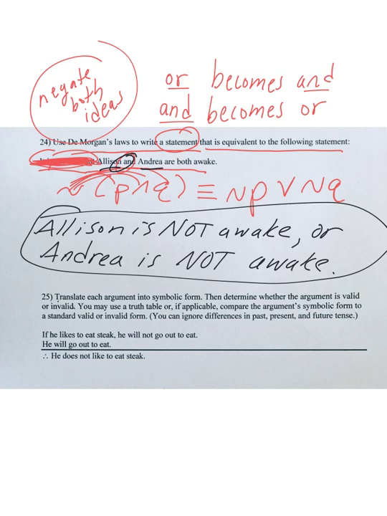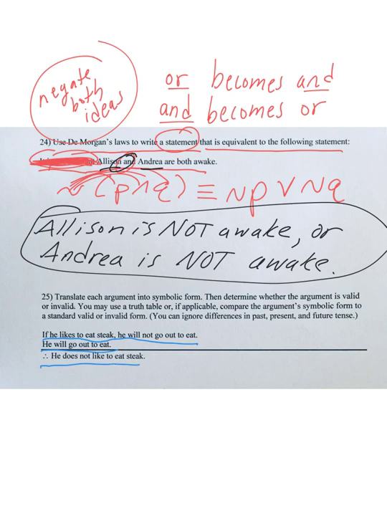Question 25, translate each argument into symbolic form, then determine whether the argument is valid or invalid. You may use a truth table or, if applicable, compare the argument's symbolic form to a standard valid or invalid form. You can ignore differences in past, present, and future tense. I took this example right from the MyMathLab homework. If he likes to eat steak, he will not go out to eat. He will go out to eat. Therefore, he does not like to eat steak.